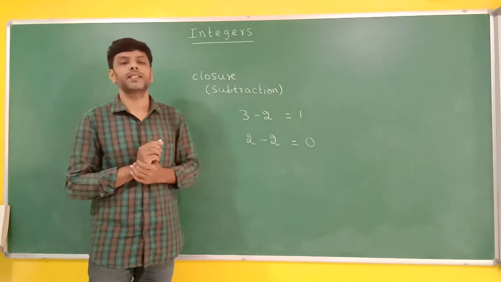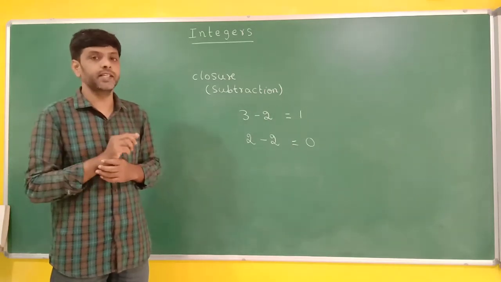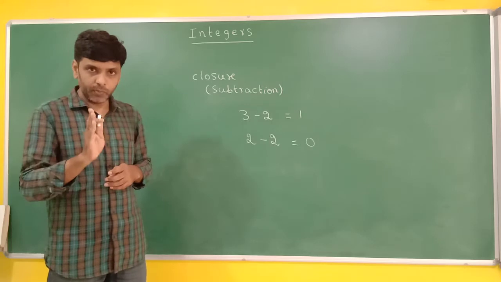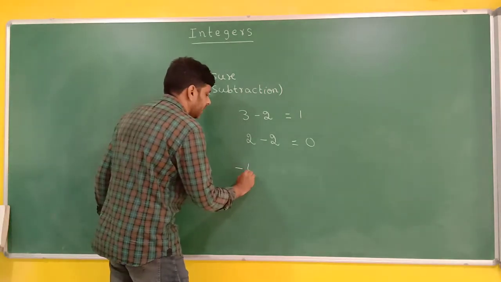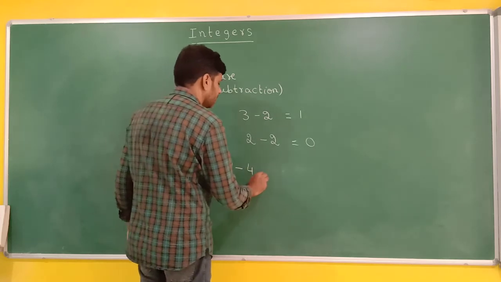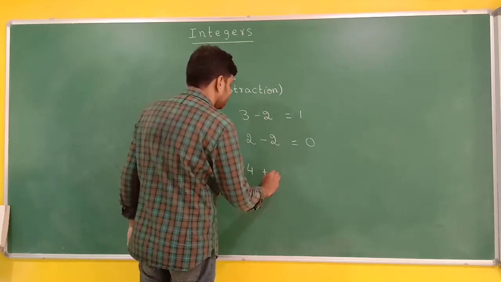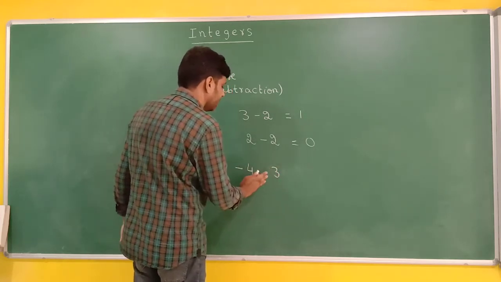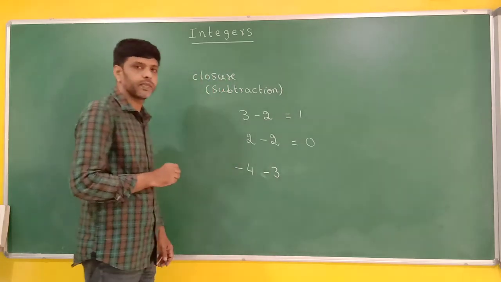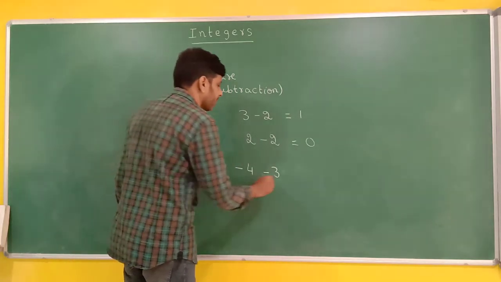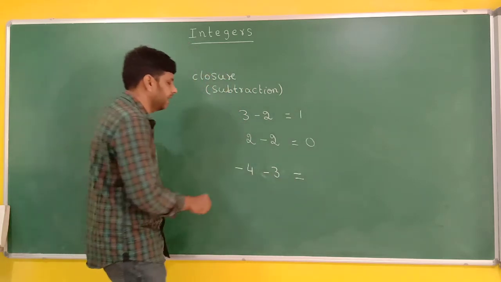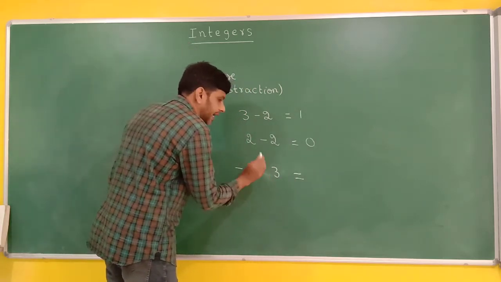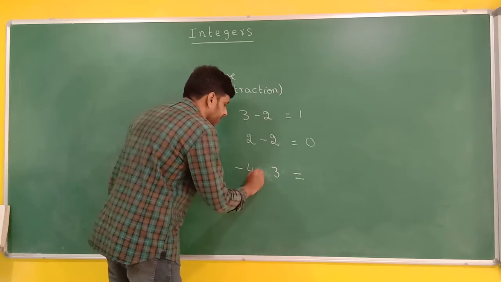Now, let us check whether closure property is true for integers in subtraction or not. Minus 4 minus 3. Here, I will write one more sign and explain clearly, listen very carefully.